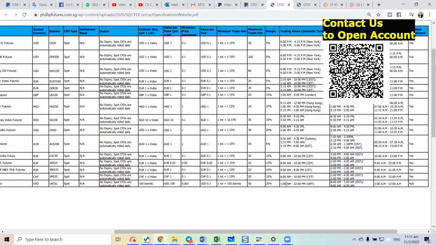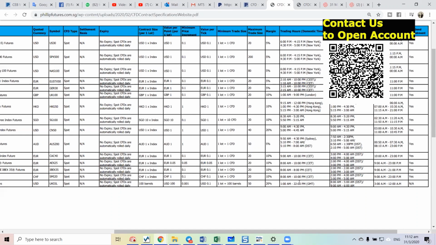Next thing that's important is the trading hours. Trading hours is from 1 a.m. to 2200. This is when there are prices and when you can place trades. The trading hours information will also be available in the trading platform, so you don't really need to remember it. You can always refer to the platform.